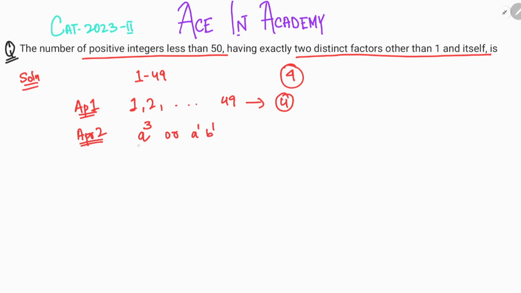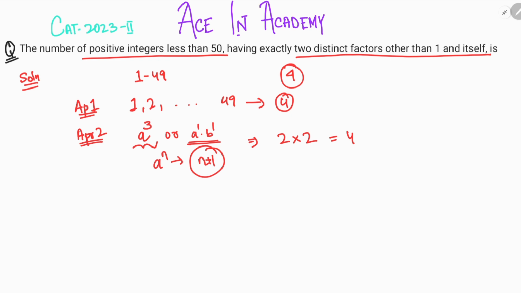We know that if a number is of the form a raised to power n, then the number of factors of that number is equal to n plus 1. If we have 3 as the power raised to the prime factor, then the number of factors is n plus 1. And the same is the case with a raised to power 1 into b raised to power 1. The number of factors is equal to 2 into 2, because we have 1 plus 1 into 1 plus 1. So there are 4 factors. So if a number is of the form a cube or a raised to power 1 into b raised to power 1, where a and b are prime numbers, then it will have 4 factors.